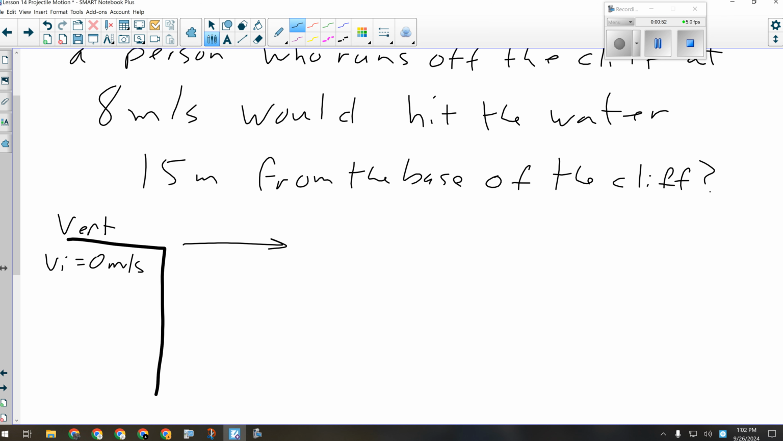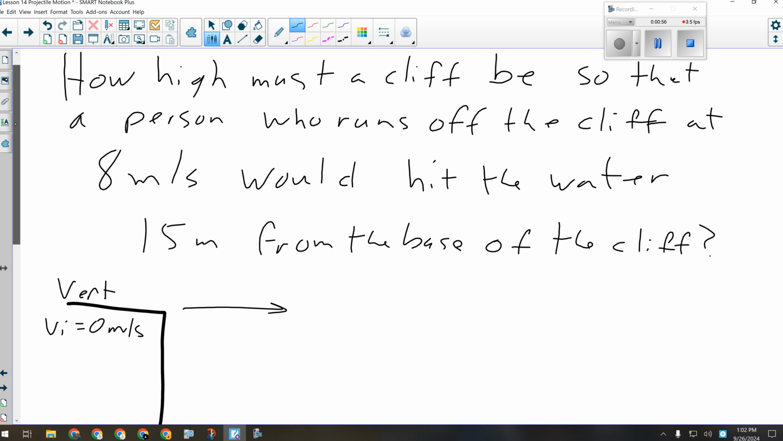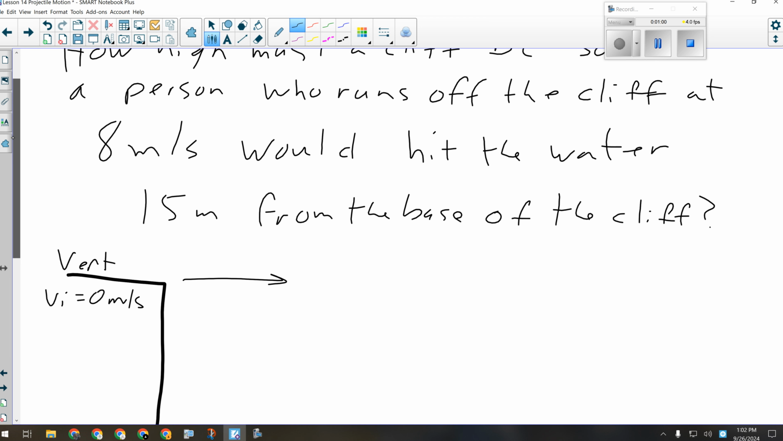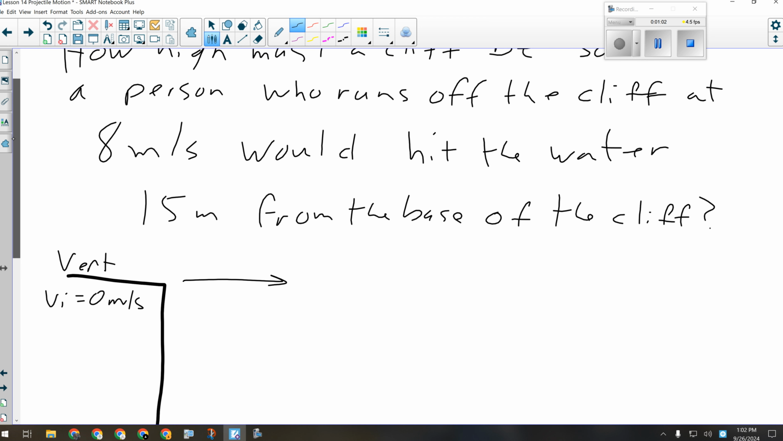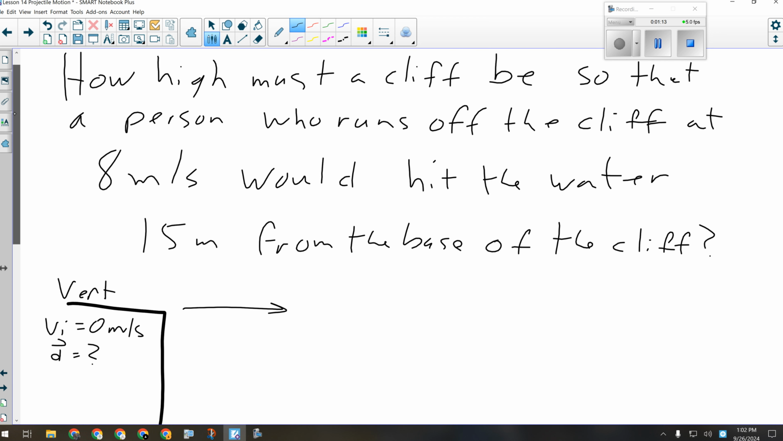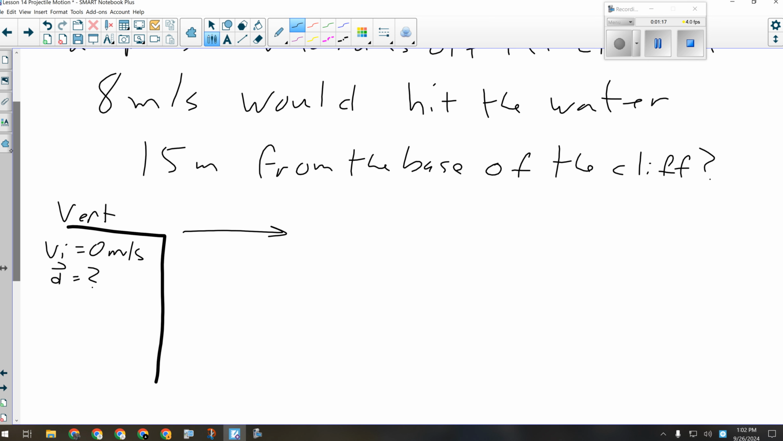Now, in the question we have here, we're looking for how high the cliff would be. Is that a vertical or horizontal variable? It's a vertical variable, and we would call it the vertical displacement. The height of the cliff is the vertical displacement. Then we have that they are running off this cliff at 8 meters per second. Is that vertical or horizontal? That's horizontal.